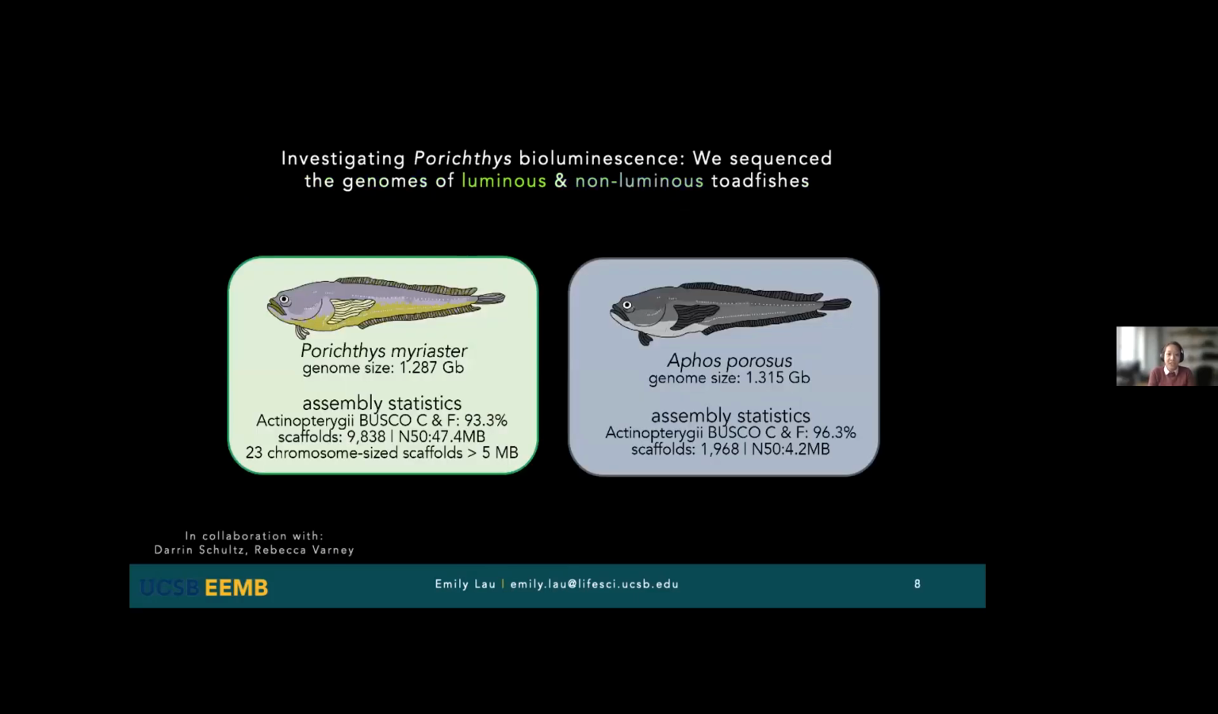To investigate the genomic basis of crystallin evolution, we assembled 2 hybrid de novo genome assemblies for Porichthys myriaster, which is a luminous toadfish, and Aphos porosus, which is the most closely related non-luminous toadfish.